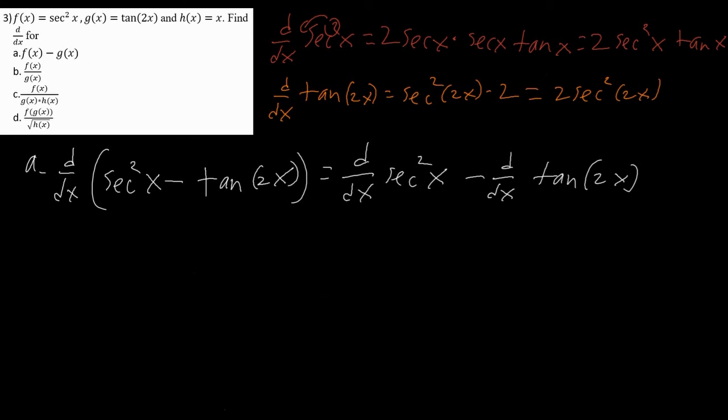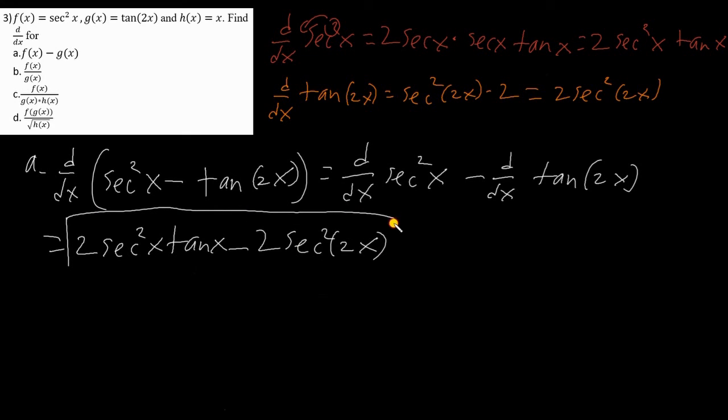Now putting that back into our original problem here, the derivative of secant squared x is this stuff up here, the derivative of tangent of 2x is this stuff down here. So our final answer is going to be this minus this. So 2 secant squared of x tangent of x minus 2 secant squared of 2x. And that is the answer for part A. Okay, so let's move on to part B.